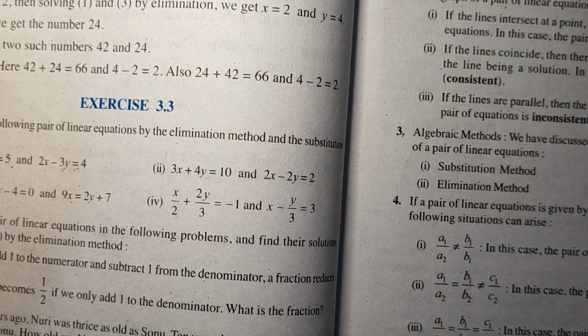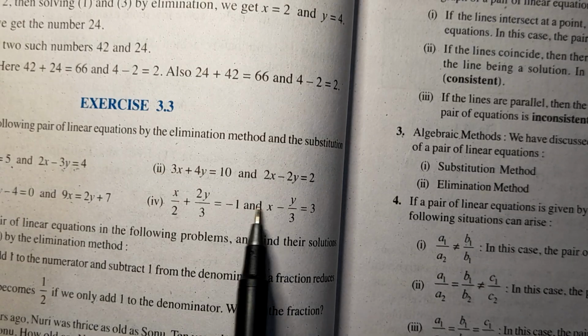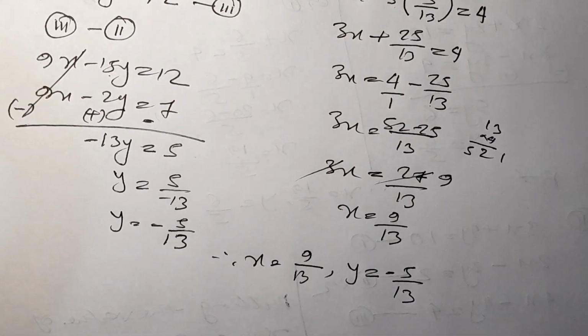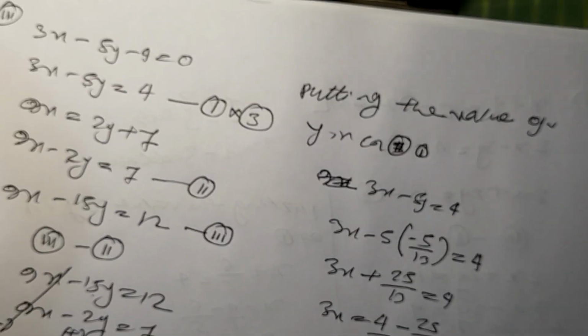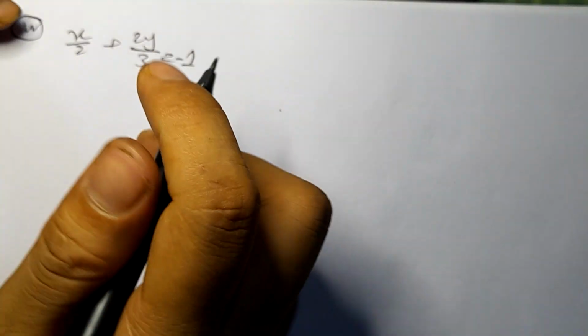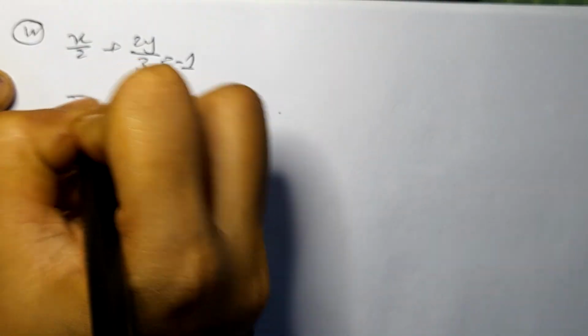The question is given in the form of fractions: x by 2 plus 2y by 3 equal to minus 1, and x minus y by 3 equal to 3. So we have to take it to a form without fractions. The first equation is Roman number 4: x divided by 2 plus 2y divided by 3 equal to minus 1. To remove the fractions, take the LCM. The LCM of 3 and 2 is 6.